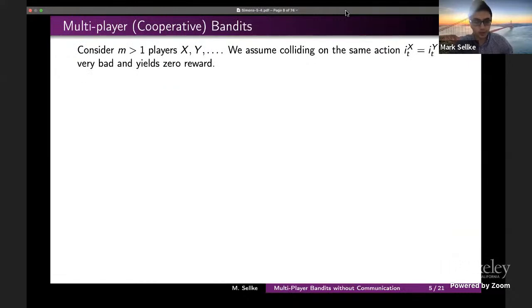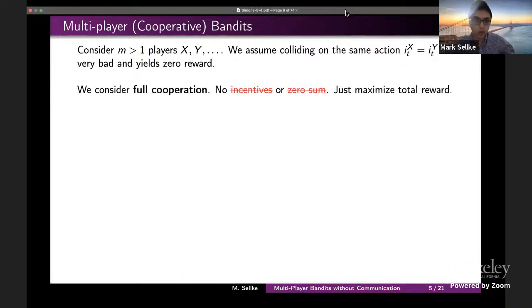How is multiplayer going to work? Well, we're going to have multiple players. I'll call them X and Y. You can often just think about two players, in fact. And the interesting thing is that the players are trying not to collide on the same arm. So if you and I are playing and we pick the same arm at the same time, that's a collision. That's very bad. Neither of us gets a reward. And I'll say a bit more about how there's some choice in deciding exactly how bad it is, but somehow it's a bad thing.